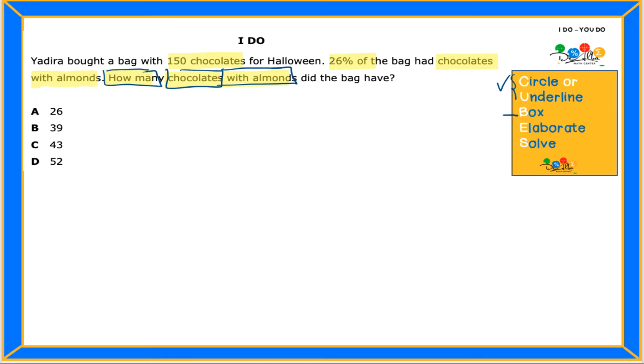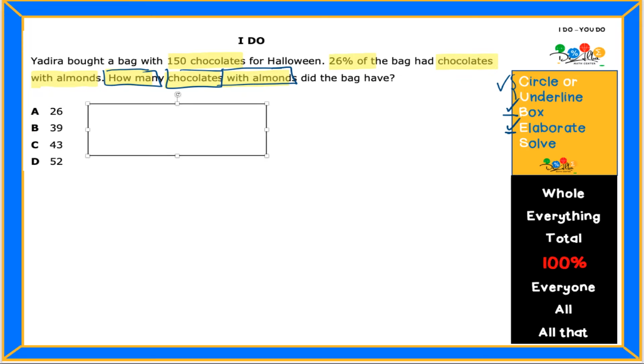Because I see the word percentage here and I know there is a total, the strategy that we're going to follow in the elaborate section is a proportion box. So hold on, I'm going to bring a proportion box and my anchor chart of the meaning of 100%.